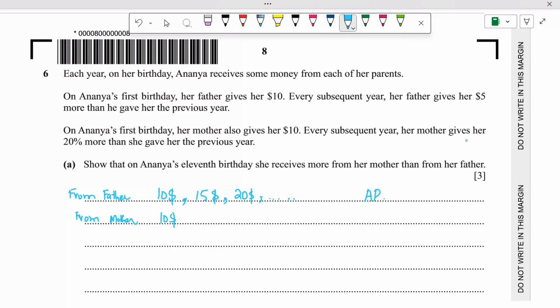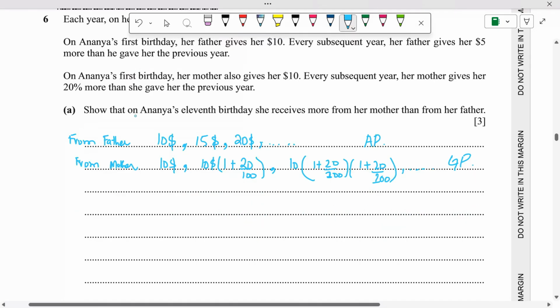Every subsequent year her mother gives her 20% more than she gave her the previous year. So it means $10 plus 20% increment. Similarly, in the third year she will get $10 times 1 plus 20% times 1 plus 20%. So this will be like a geometric progression. We need to show that on Anaya's 11th birthday she received more from her mother than from her father.